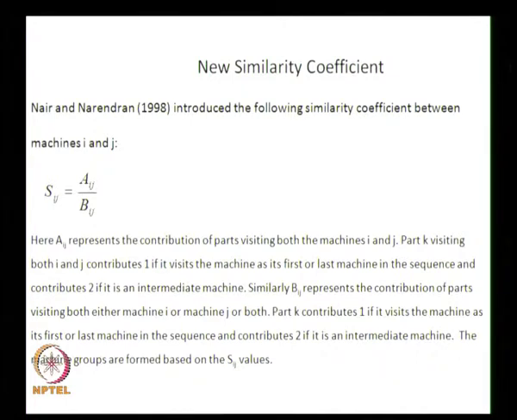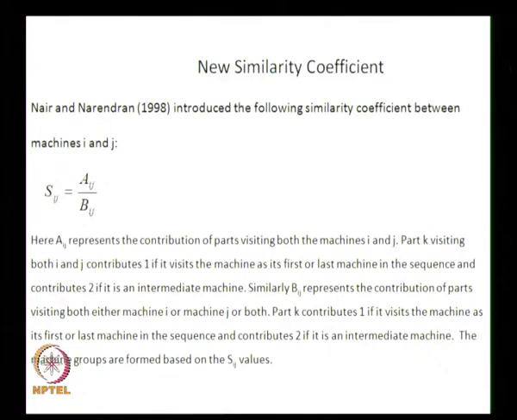So, let me read it again. Part k visiting both i and j will contribute 1 if it visits one of the machines as the first or last machine in the sequence, and will contribute 2 if both of them happen to be intermediate machines.